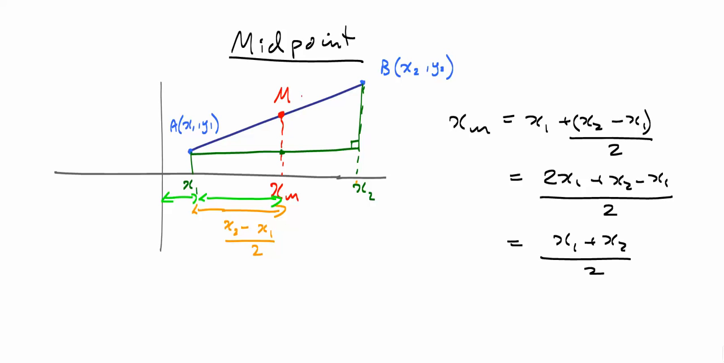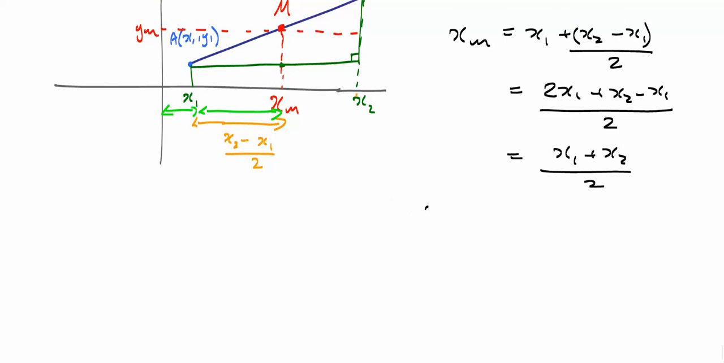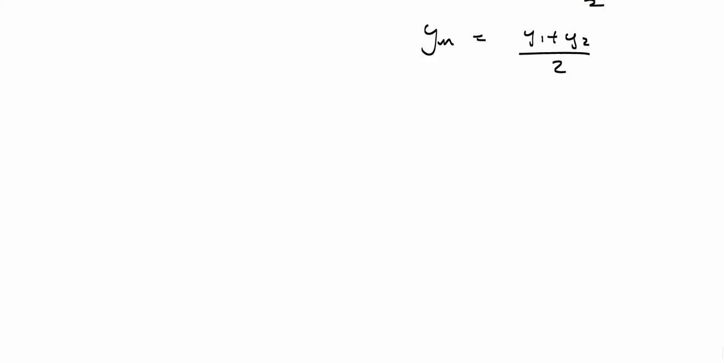The y-coordinate of M will be this value there, ym. If I draw that line there, by a similar argument, we'll find that ym, the y-coordinate of M, is y1 plus y2 over 2. So the midpoint between A and B, M, has coordinates x1 plus x2 over 2, y1 plus y2 over 2.